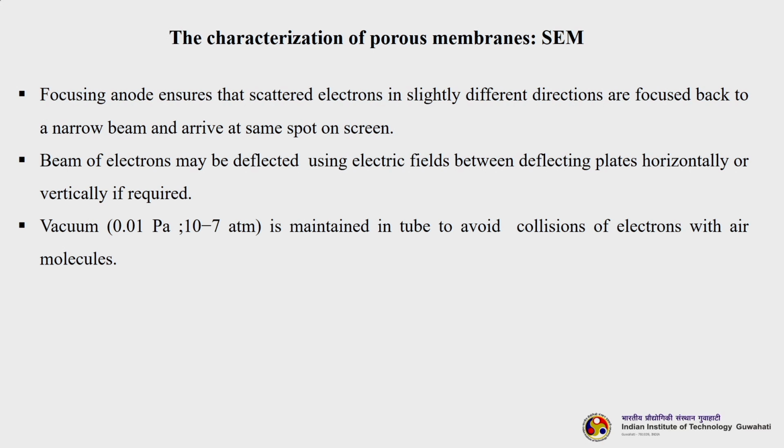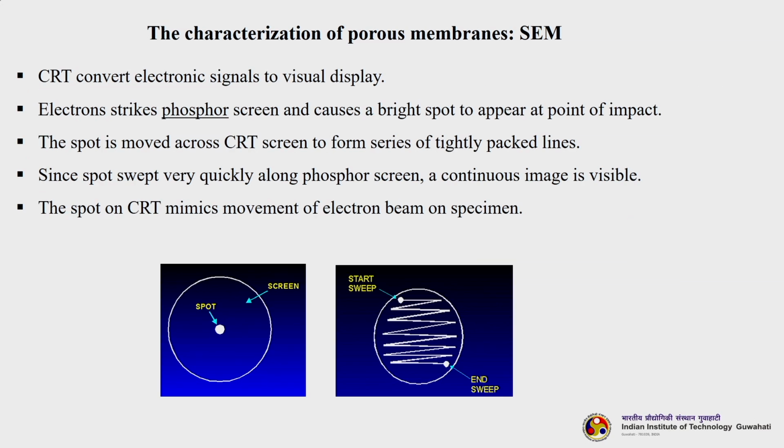The beam of electrons may be deflected using electric fields between deflecting plates, horizontally or vertically if required. So, depending upon the requirement, you can use either one of these or both also. Vacuum is maintained in the tube to avoid collisions of electrons with air molecules. So, the CRT converts your electronic signals to a visual display.